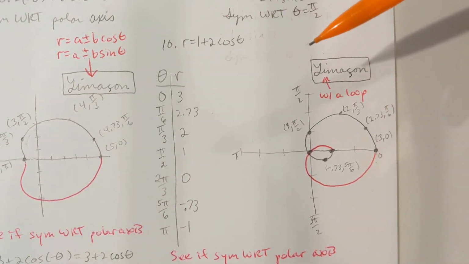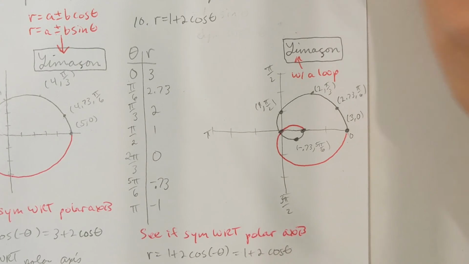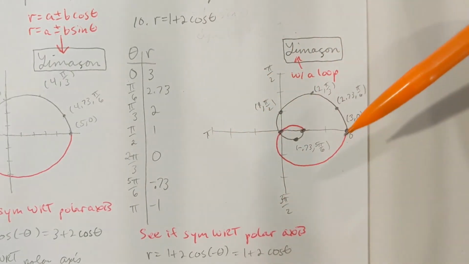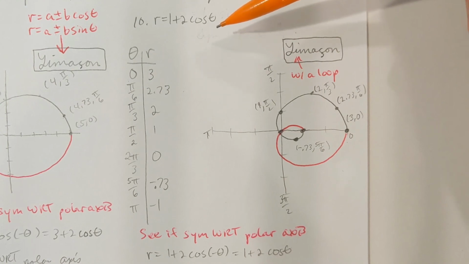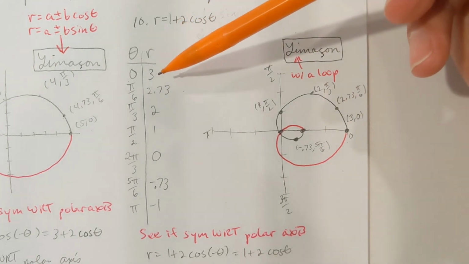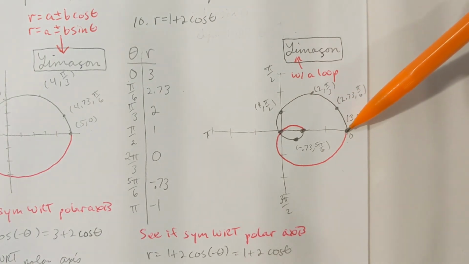Here's another one. Problem 10. We want to graph the equation r equals 1 plus 2 cosine theta. So I'm starting with a table here, and I'll consider using any symmetry later. If theta is 0, cosine of 0 is 1, times 2 is 2, plus 1 is 3. So (3, 0) would be the first point on the graph.